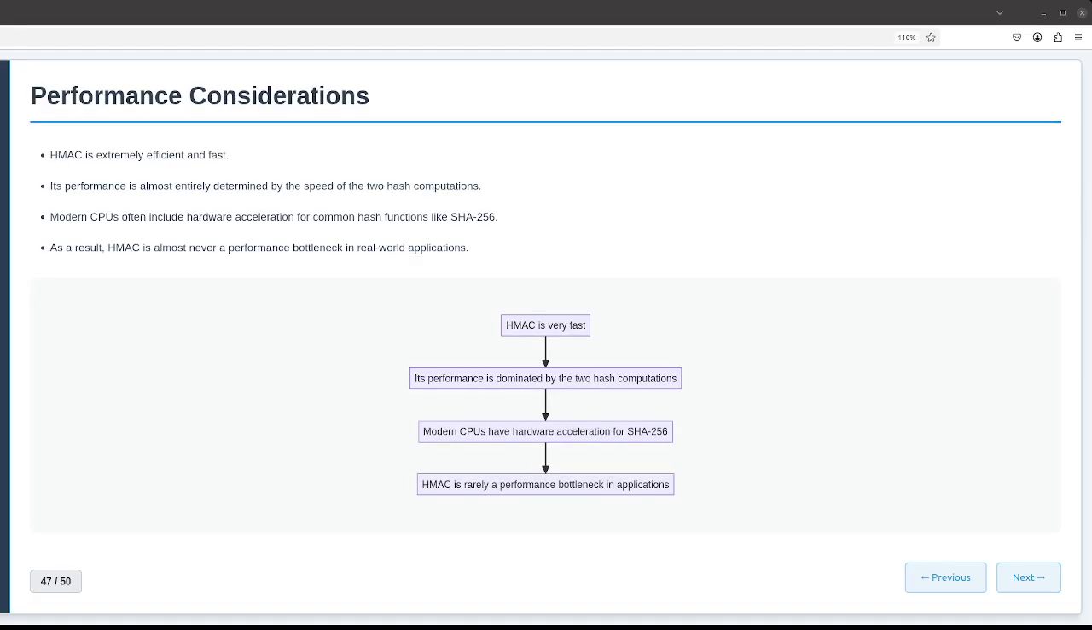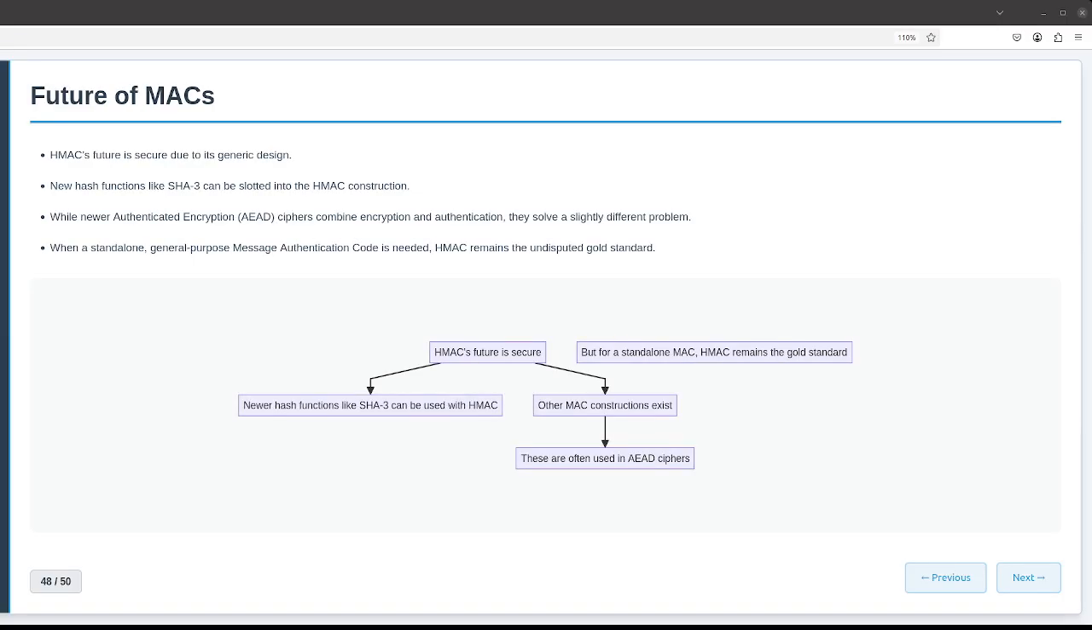Performance considerations. From a performance perspective, HMAC is extremely efficient. Its total computation time is dominated by the two hash function calls it performs. Hash functions like SHA-256 are highly optimized and are often accelerated in hardware on modern CPUs. As a result, calculating an HMAC is a very fast operation, typically taking only a few microseconds for reasonably sized messages. In almost all real-world applications, from web servers to embedded devices, the cost of HMAC is negligible and is never a performance bottleneck.